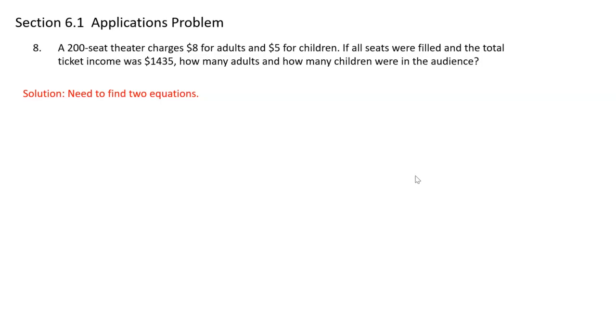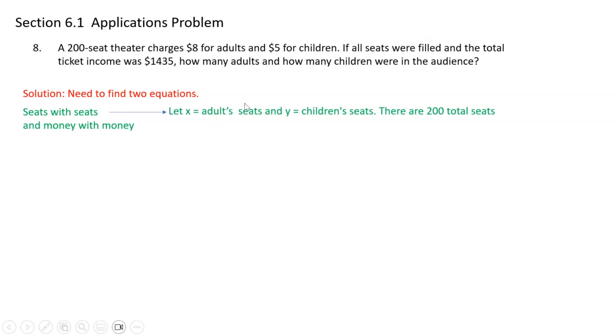A lot of students don't like word problems, but they're not that bad. You have to get the info and make 2 equations. Like I tell my students, you're going to do seats with seats and money with money. What do I mean by seats with seats? There's a 200-seat theater, right? The theater consists of adults and children. Since adults is first, I'm going to let x equal adult seats and y equal children seats. Seats with seats: adult seats plus children seats equals 200. So that's equation number 1: x plus y equals 200.